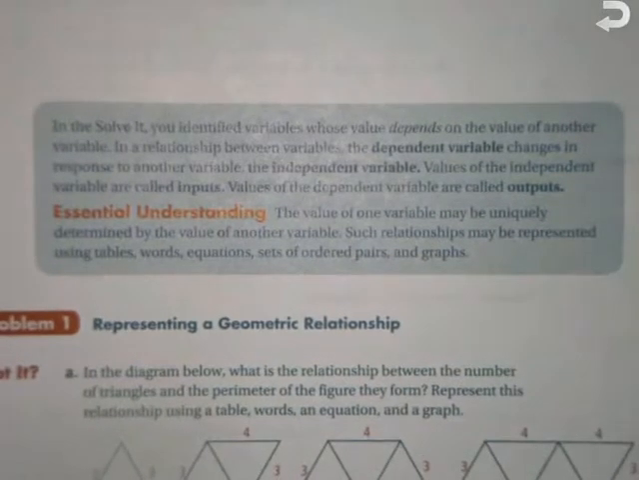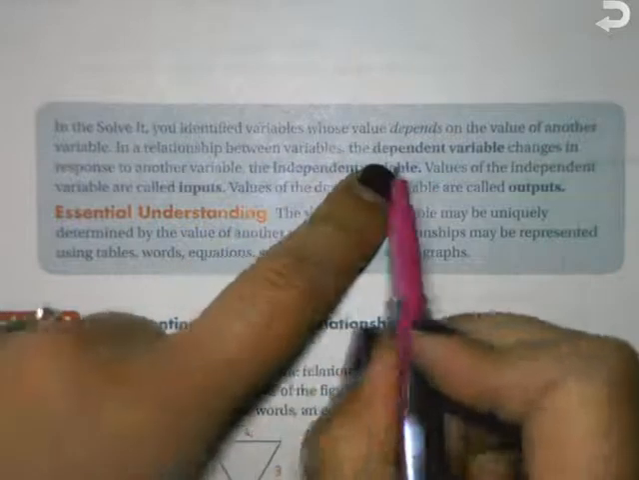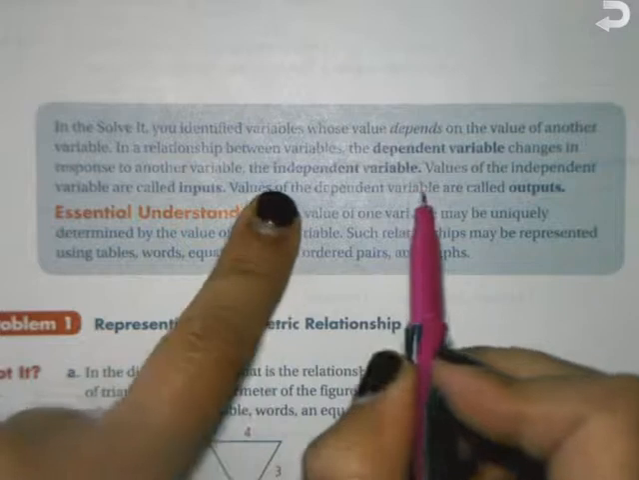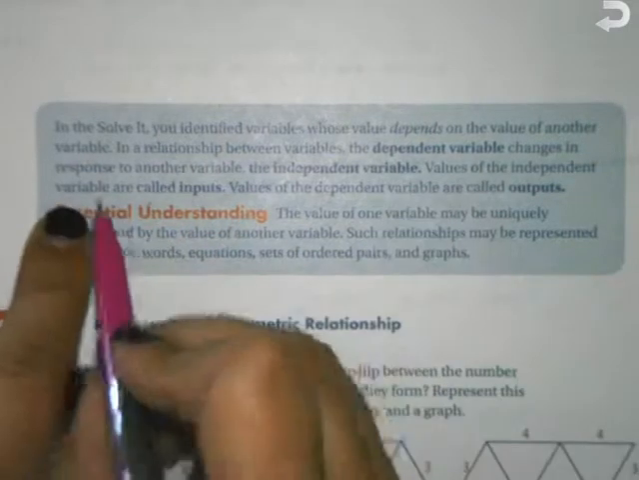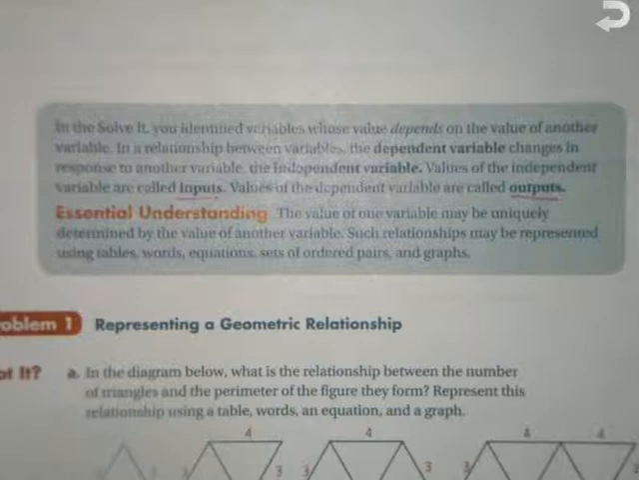Okay, so here's what it says. In a relationship between variables, so I'm starting at the second sentence, the dependent variable changes in response to another variable, which is called the independent variable. Do these sound familiar to you guys? Yeah. Okay. Here's another way of putting it. Values of the independent variable are called inputs. Values of the dependent variable are called outputs. We actually talked about this too when we were doing our notebook page on independent and dependent variables. So the independent variable is the input, what we're putting into the equation. The dependent variable is the output. Okay? So then let's go back to our notes.